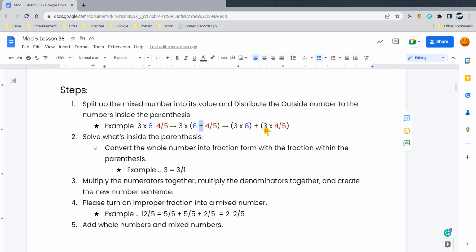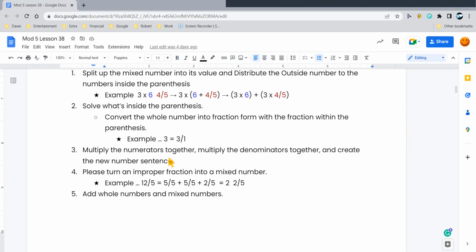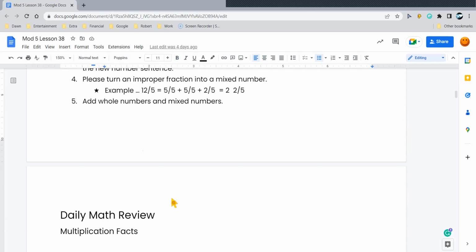So I'll change this 3 right here over and turn it into a fraction. Then I'll multiply my numerators and denominators and create a new number sentence. Then I'll turn the improper fraction into a mixed number. We do this, and then we'll add our whole numbers and add the mixed numbers.